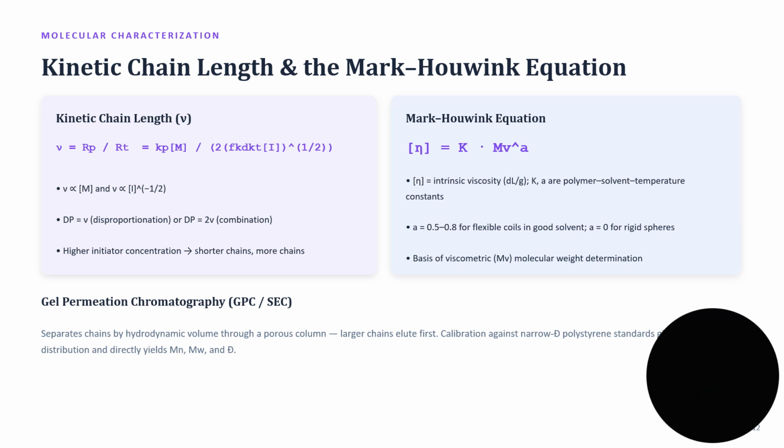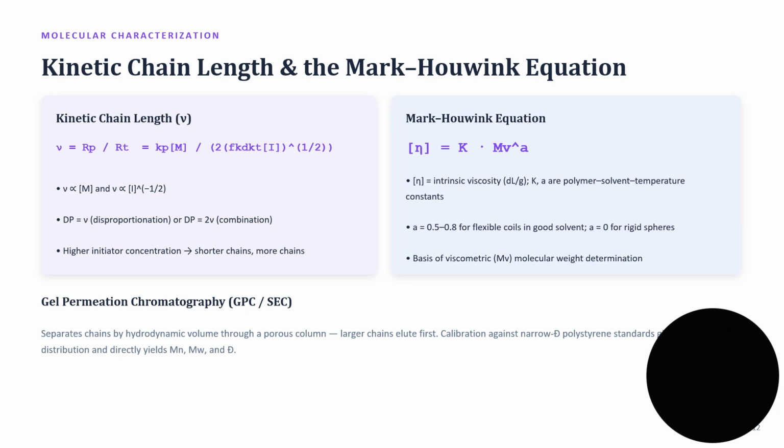This connects directly to the degree of polymerization. DP equals nu if termination occurs by disproportionation, or DP equals 2 nu if it occurs by combination, since a combination joins two growing chains into one. The practical takeaway: if you want longer chains in free radical polymerization, use less initiator, not more.